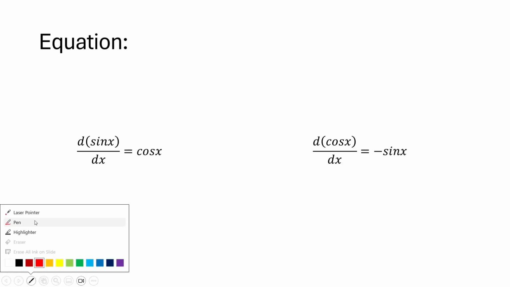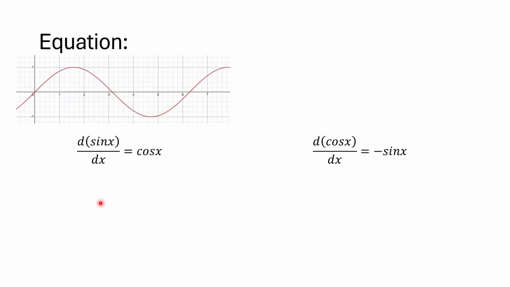So the two things you kind of just need to know is if you differentiate sine, you get cos, and if you differentiate cos, you get minus sine. And if you look at the graphs, it's kind of intuitive.